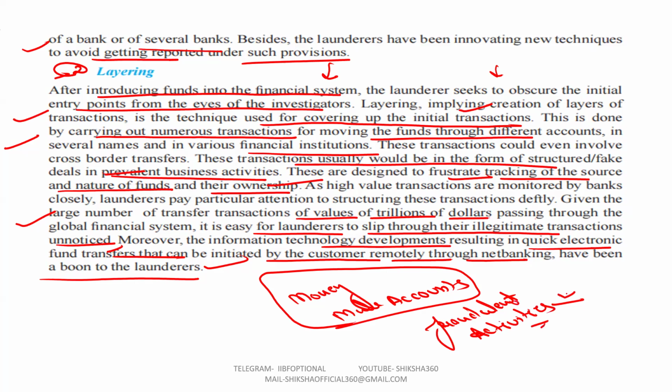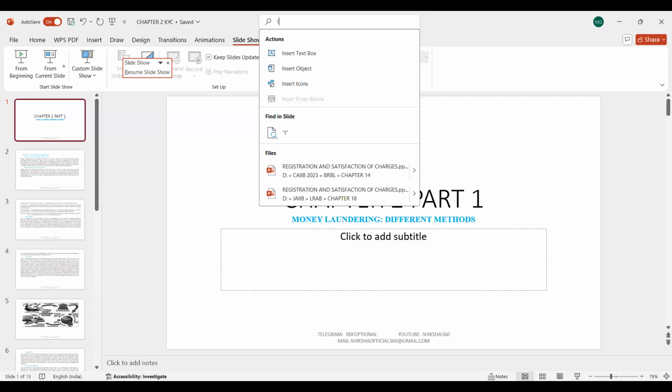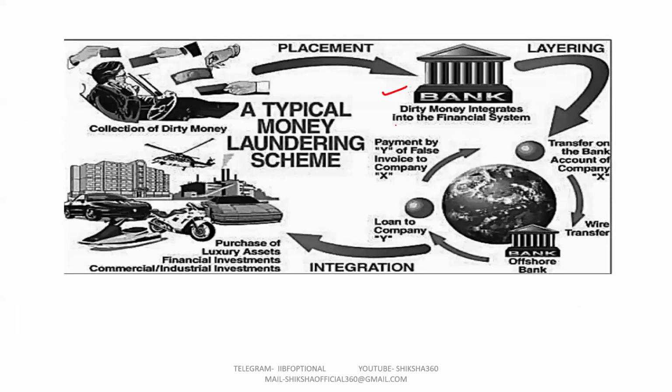So we have to be very careful regarding all these things. Now, this is how the process goes. First of all, there is collection of the dirty money, that is the placement: dirty money is put into the financial system through banking. Then layering: transfer to the bank account of company X, wire transfer or loan to company Y, and then payment by Y of a false invoice to company X, a rotation of the money. Then integration, that is usage of the money: purchase of luxury assets, financial investments, or commercial and industrial investments. So this is the whole cycle.